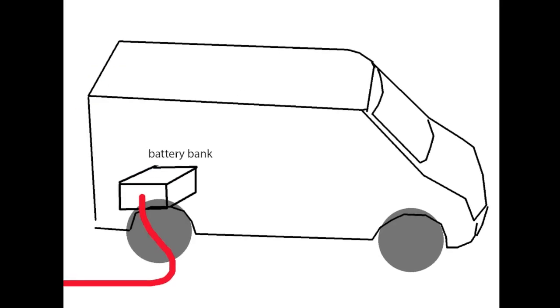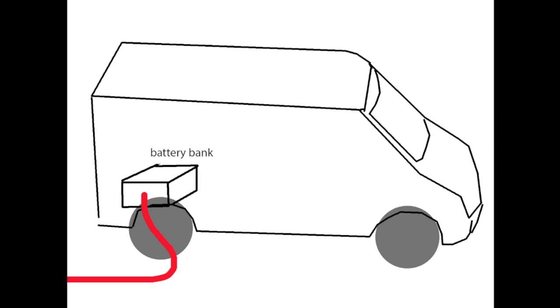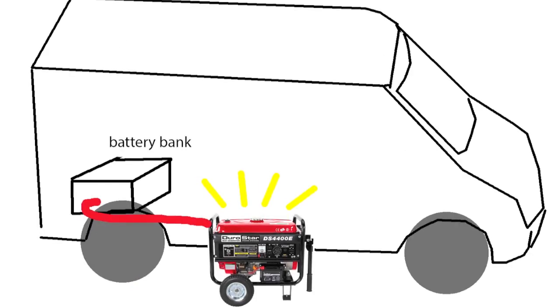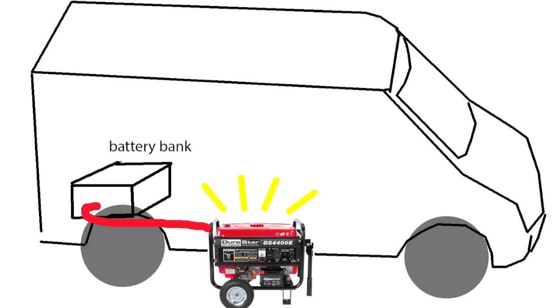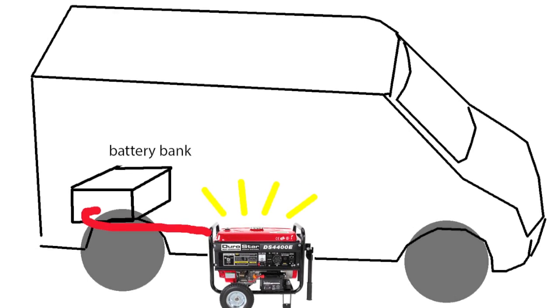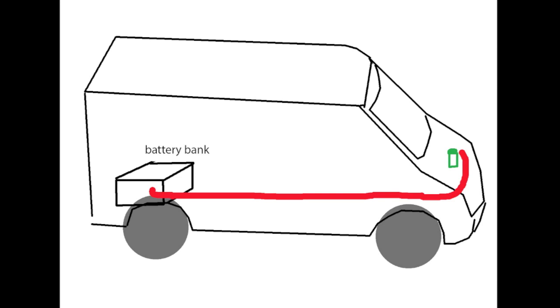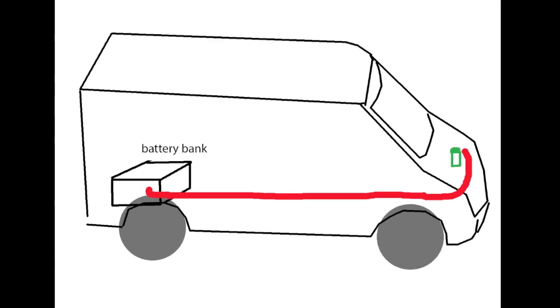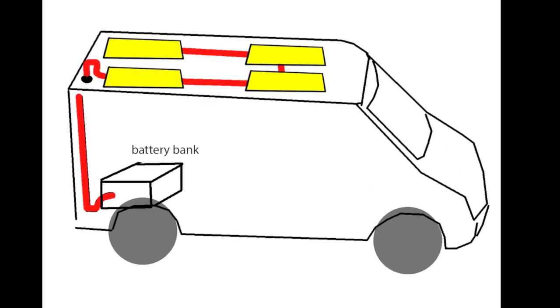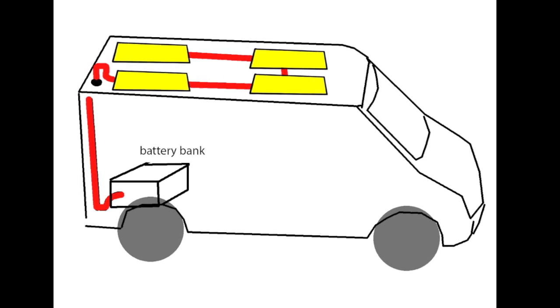One is just to plug the battery bank into an external power source. The second way is to plug it into a generator, which will fill it with electricity. The third way is to attach the battery bank to a feed from your alternator, and that will generate electricity. And the fourth way is to attach it to your solar panels on the roof of your van.